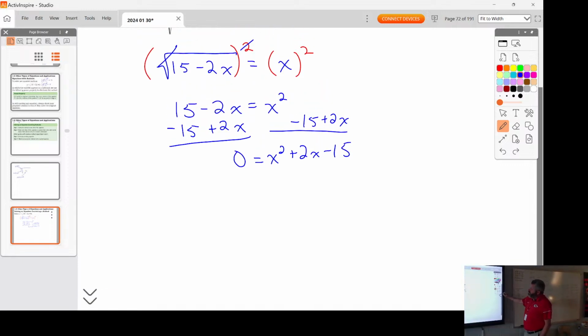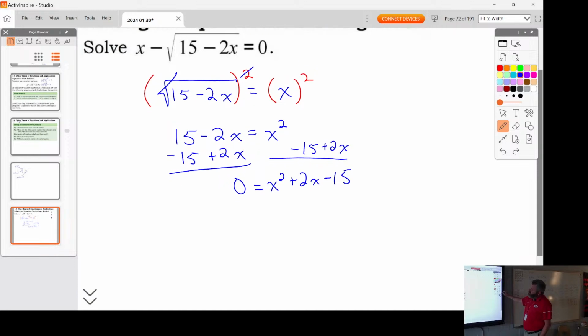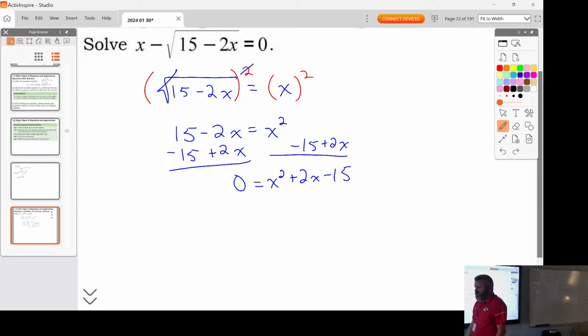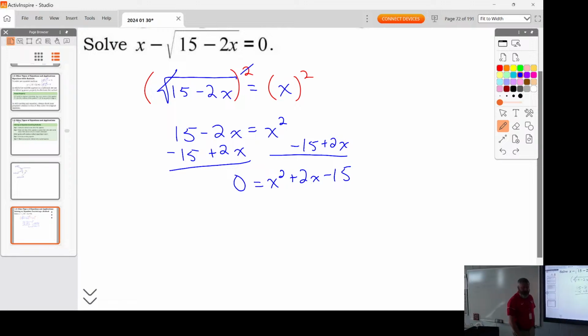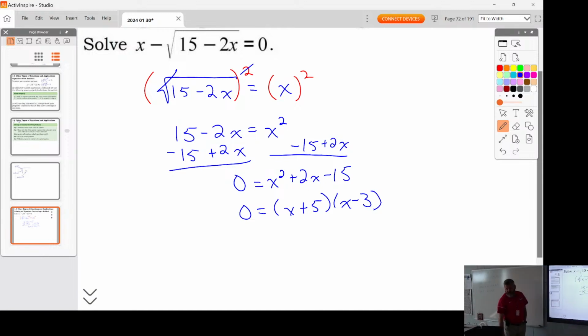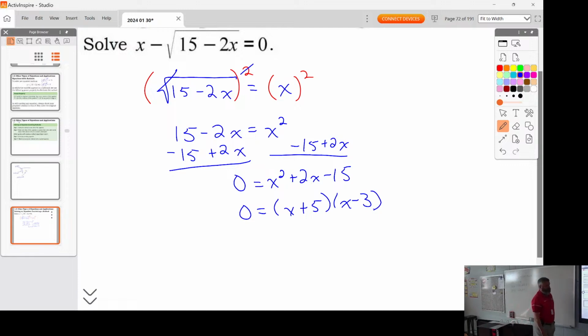I will now factor this. And folks, if you're still struggling with factoring, you need to come in for tutoring. Okay? I don't want to spend time in this lesson talking about how this factors. This will factor into x plus 5 times x minus 3, because 5 times negative 3 is negative 15. 5 plus negative 3 is 2.